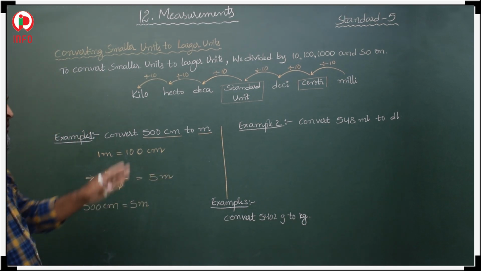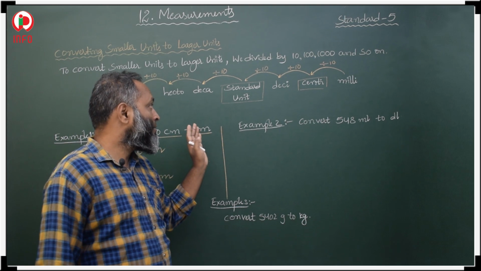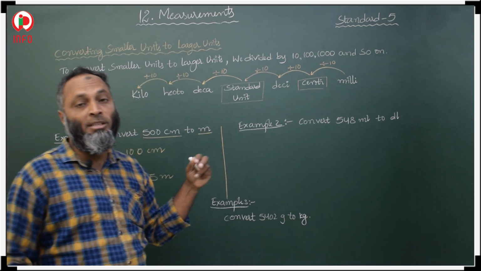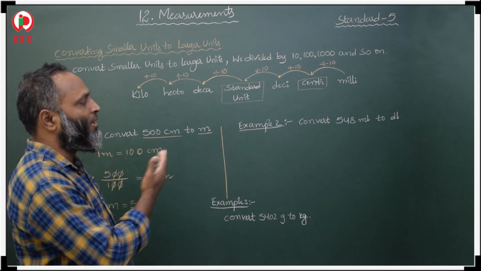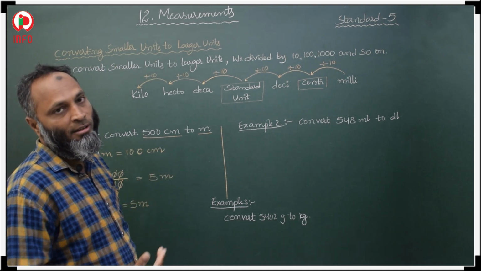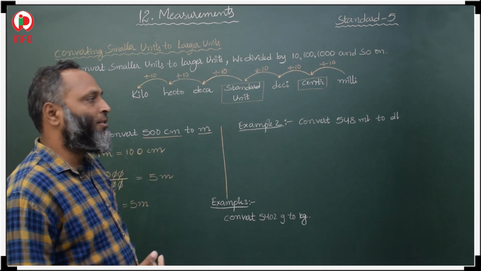In this way we should decide which number to divide by, whether 100, 1000 or 10,000. We should count the number of places it moves from right to left, and according to that we should divide.